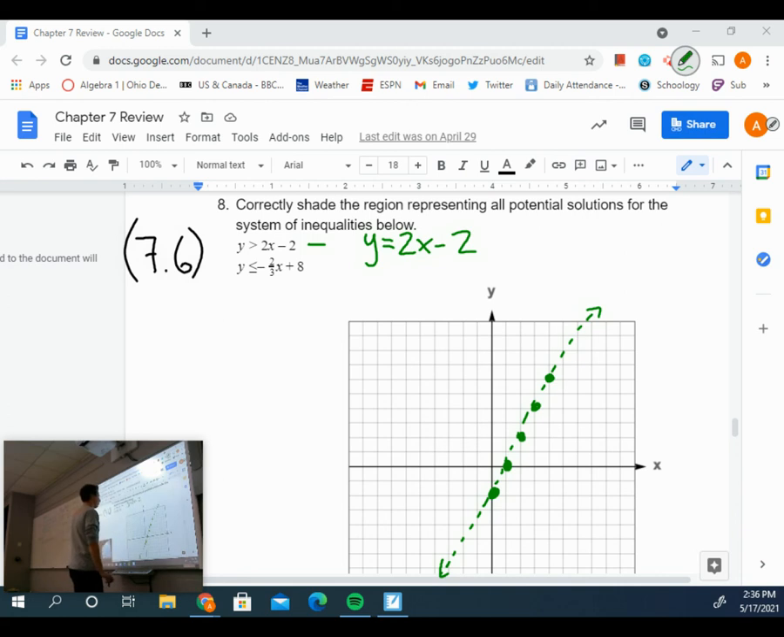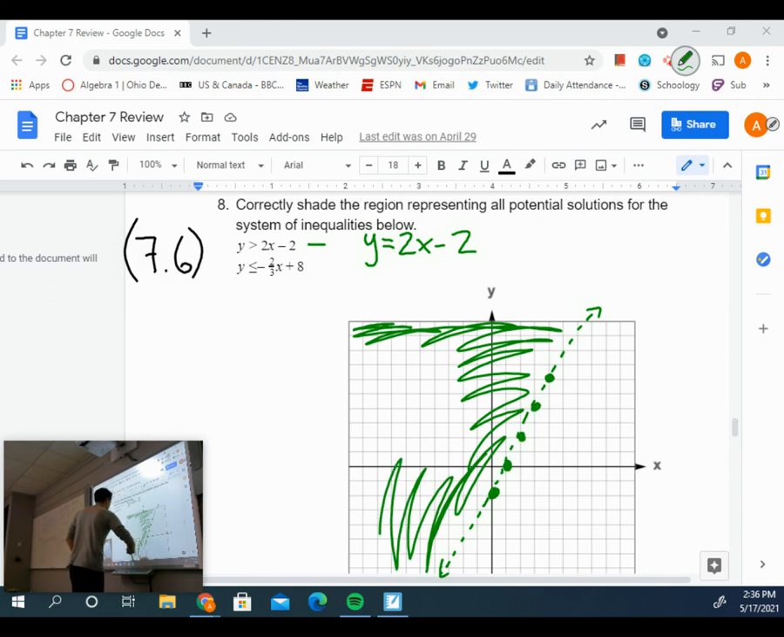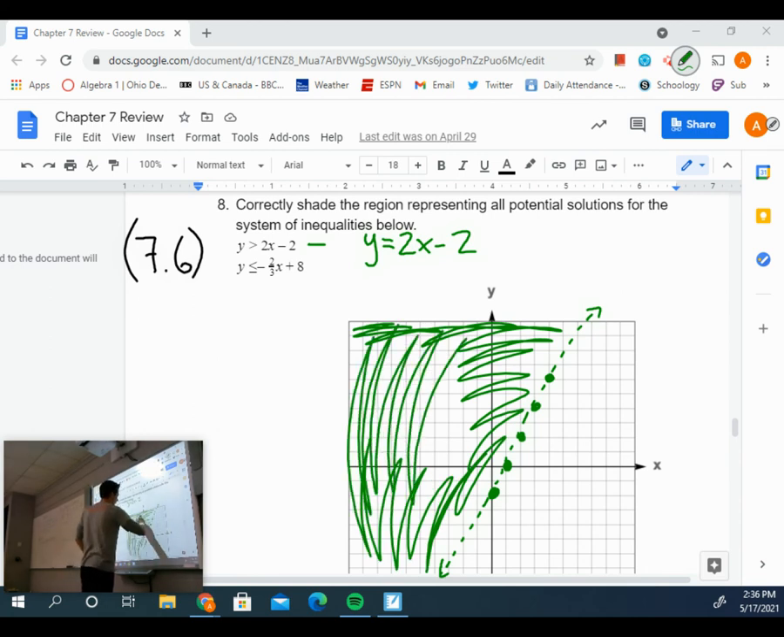Finally, we will determine whether we shade above or below. And in this example, we want to shade above, okay? Because the open side of the inequality is facing the y. Now we're going to graph our other one. My y-intercept is 8. 1, 2, 3, 4, 5, 6, 7, 8. My slope is -2/3, so I go down 2 over 3, down 2 over 3, down 2 over 3.